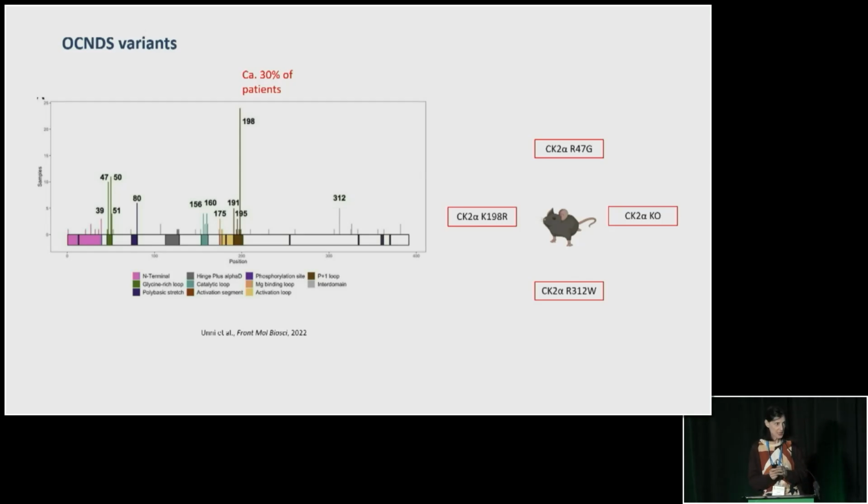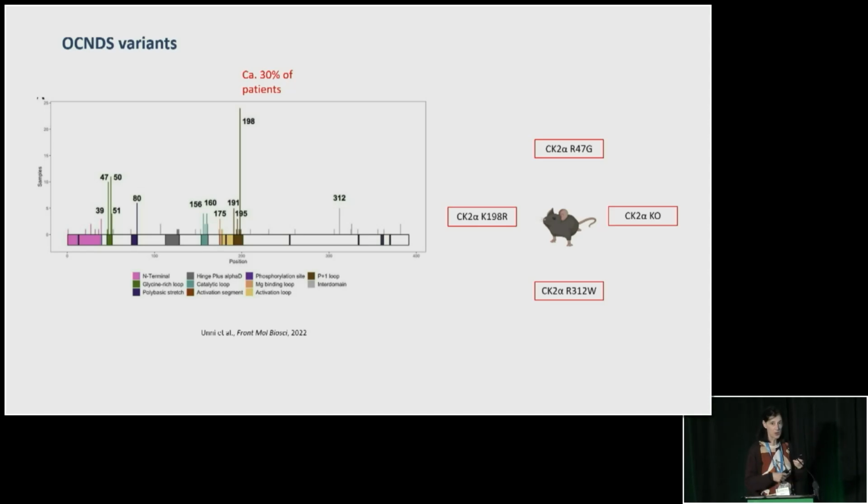Here is the scheme of the protein CK2 alpha, the one that's encoded by CSNK2A1. It should show you that there are different point mutations, and you, as families with patients, know that there is not only one gene variant that causes CK2 OCNDS, but a multitude. What's interesting is that they're not evenly distributed, but we have hotspots of variants, of mutations. The number one hotspot, which approximately 30% of patients exhibit, is the 198R mutation.